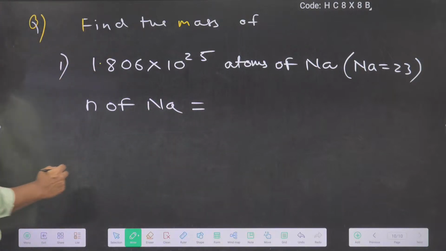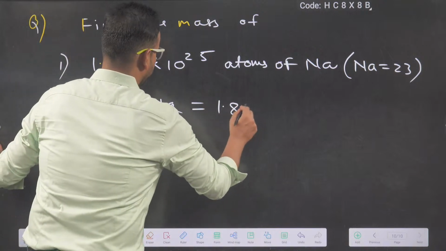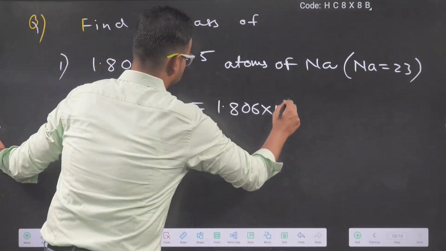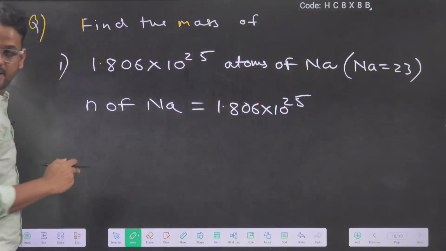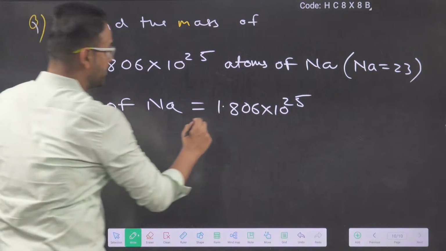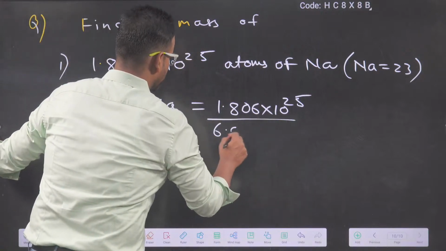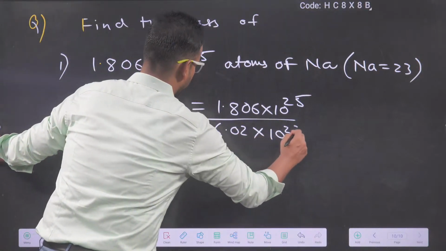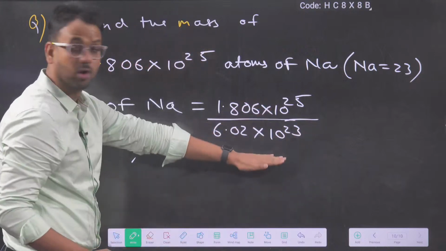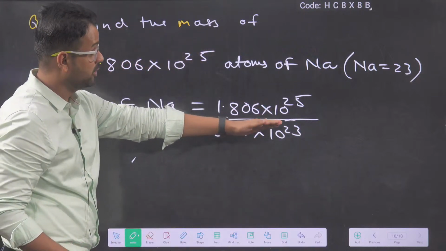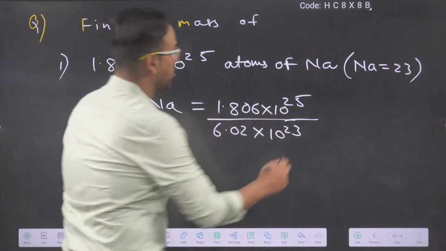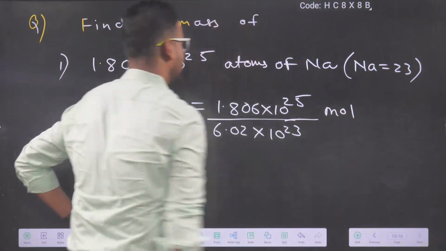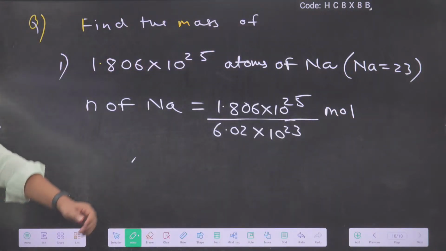So this time moles will be 1.806 into 10 to the power 25 atoms, divided by 6.02 into 10 to the power 23 per mole. 6.02 into 10 to the power 23 per mole. So mole will go up.